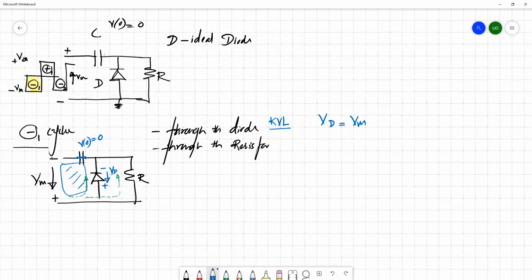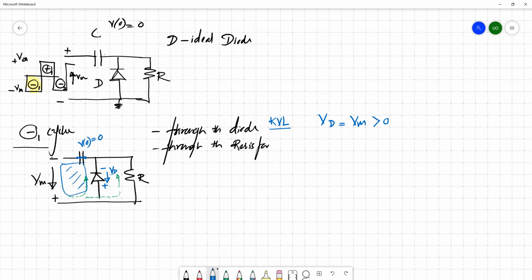So then there won't be any other drops. Whatever voltage appears across the input simply appears across the diode. So this is the case, and this is greater than 0 if it is an ideal diode. We can simply claim that.